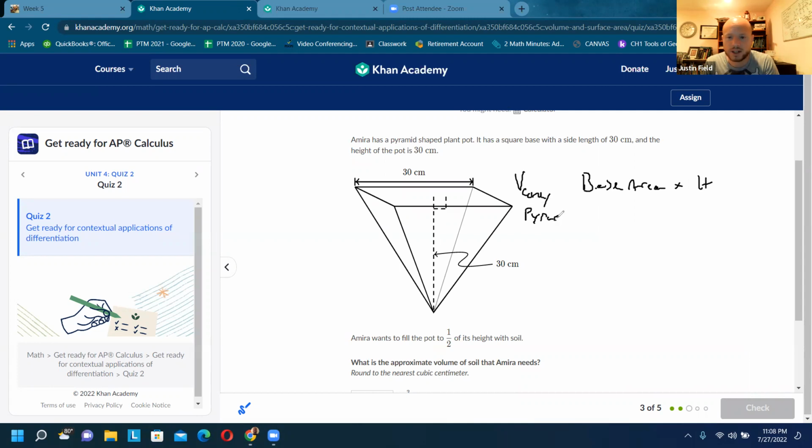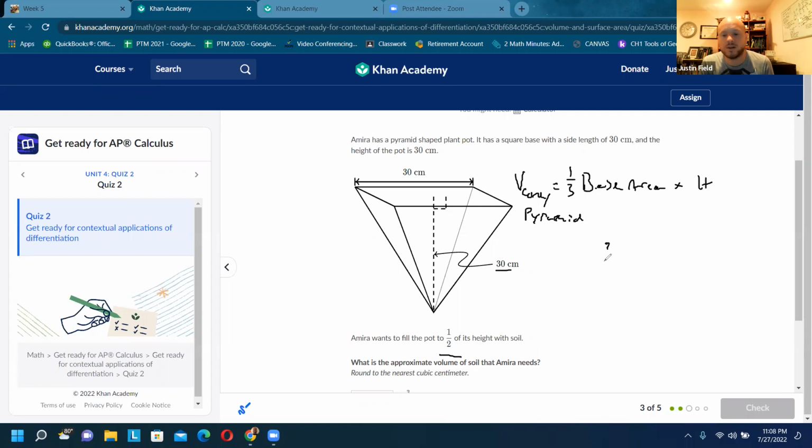There's one catch. You know what it is? You put a 1/3 in front. So then we have a square pyramid, right? 30s all around, and we know the height. And we want to fill it to half with soil. Okay, so we'll find the volume and then divide it by 2.